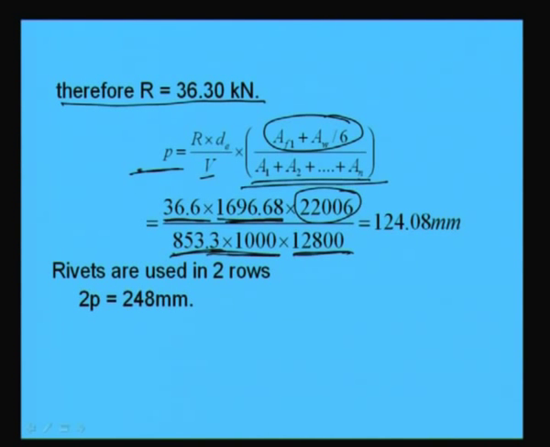So, in this way I can find out the pitch, which is becoming 124.08 mm, and if rivets are used in 2 rows, then pitch will be 2 into P, that will become 248 millimeter, right. Let us assume that rivets are used in 2 rows. So, in this way you can find out the pitch as 248 millimeter, right.